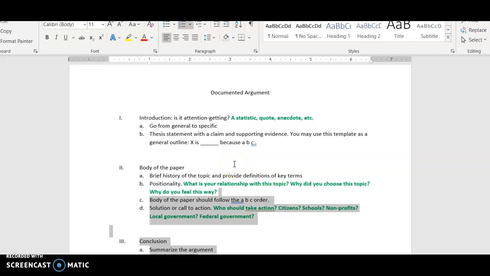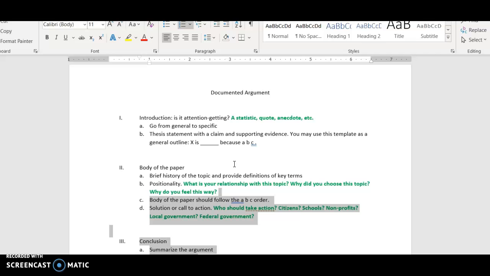You want to go from something very general, right? A statistic, a quote, or an anecdote can be very general, and then you're going to go to something very specific. Sometimes in composition theory, this is called an inverted triangle. You don't need to know that, but if that helps you in any way. And then you're very specific. At the bottom of that triangle is going to be your thesis statement with the claim and supporting evidence.